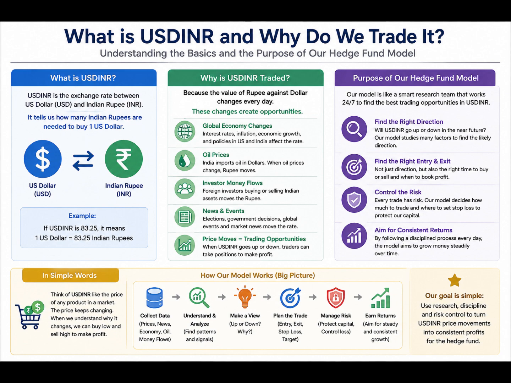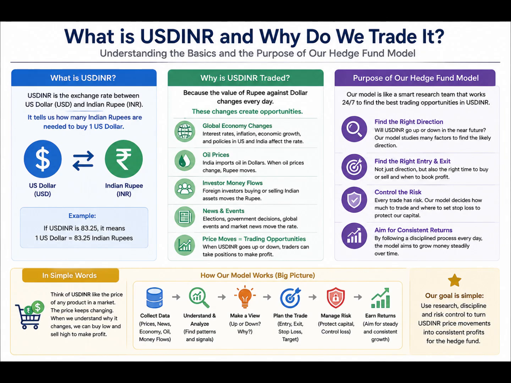A professional trading operation is not simply trained to predict the market correctly, it is also trained to control losses when the prediction is wrong. How does our model work? The overall process shown in the bottom of the slide is very straightforward. We start with collecting information. The model looks at things such as USDINR prices, economic information, oil prices, investor money flow, interest rates, and important news.